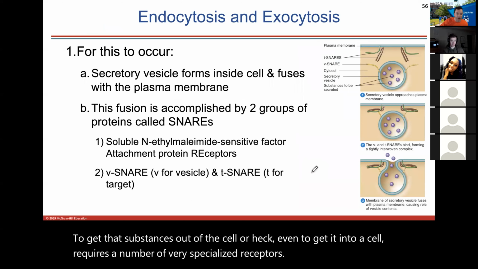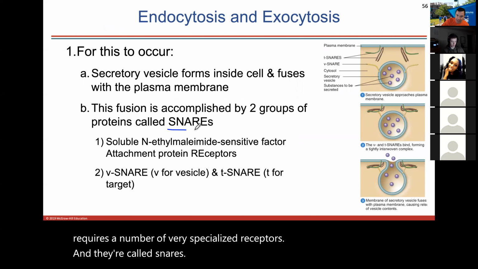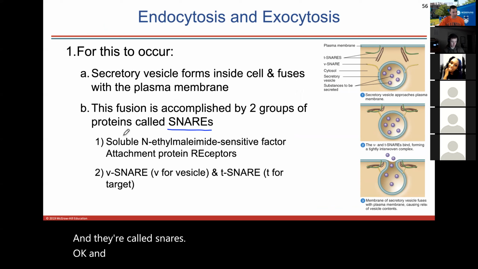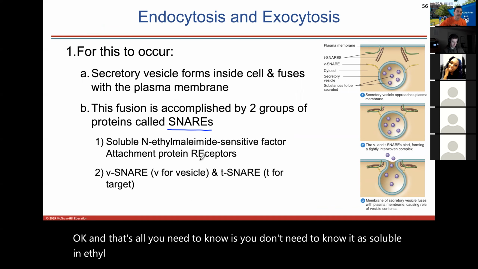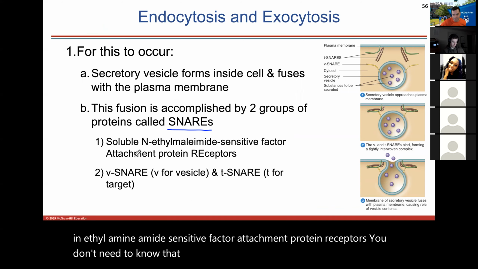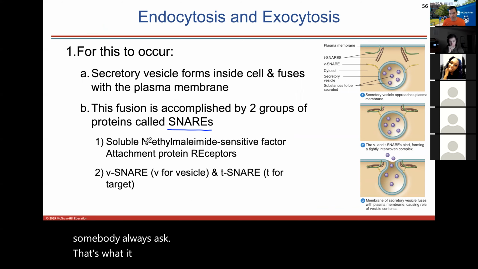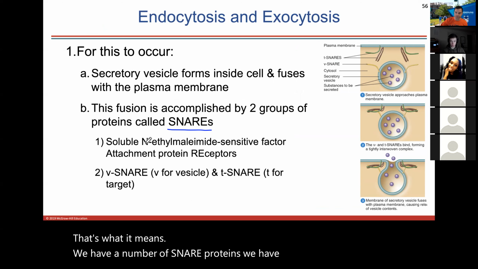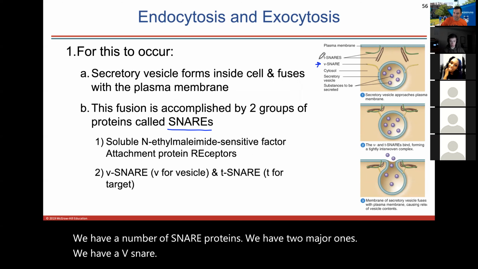And they're called SNAREs. Okay? And that's all you need to know it as. You don't need to know it as soluble N-ethylmaleimide-sensitive factor attachment protein receptors. You don't need to know that name. I just put it there so you know what it is. Somebody always asks. That's what it means. We have a number of SNARE proteins. We have two major ones. We have a V-SNARE and a T-SNARE protein.